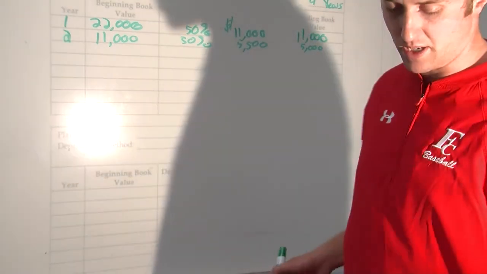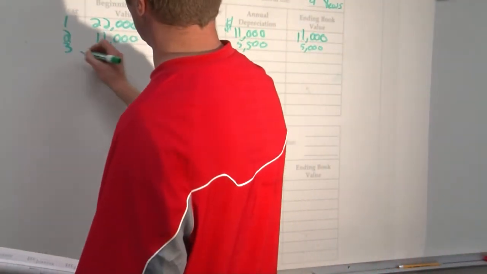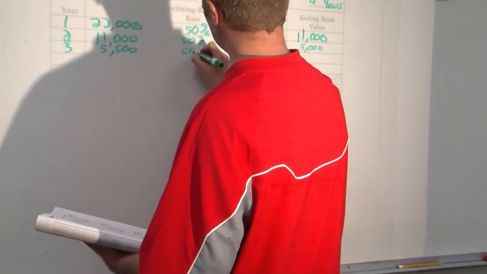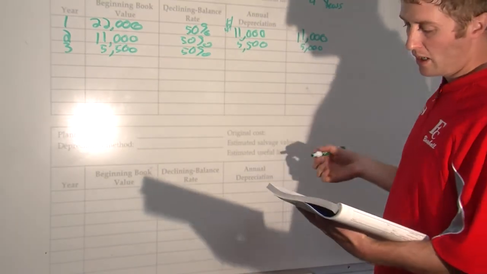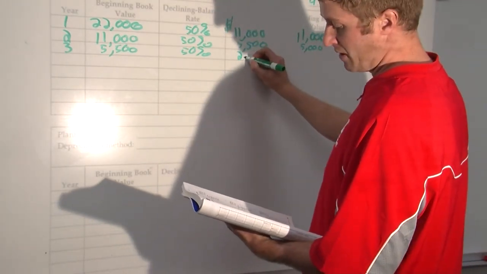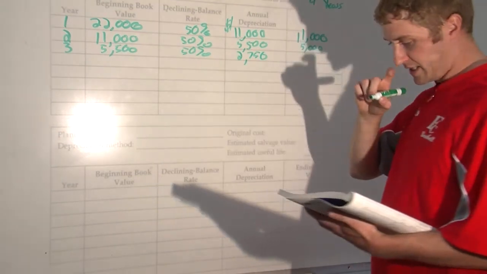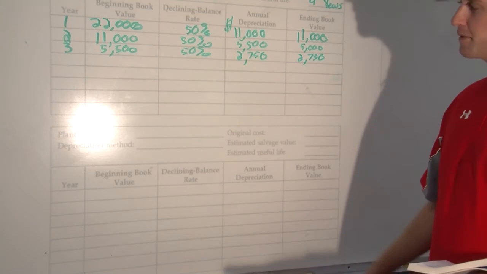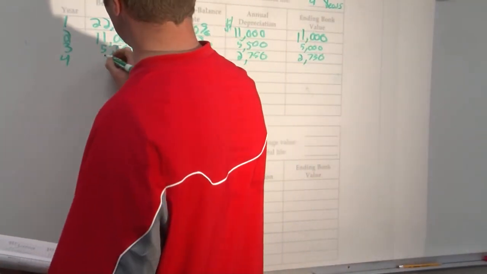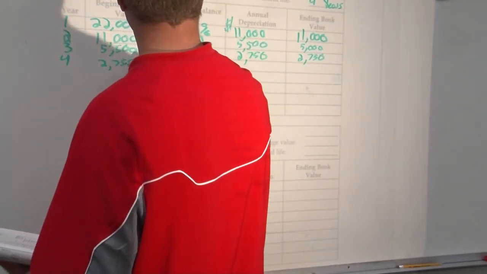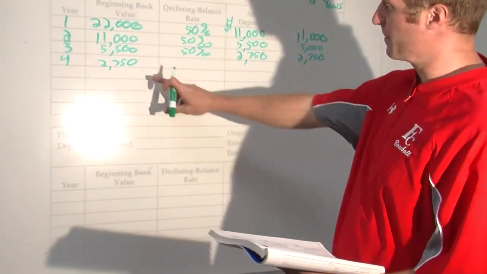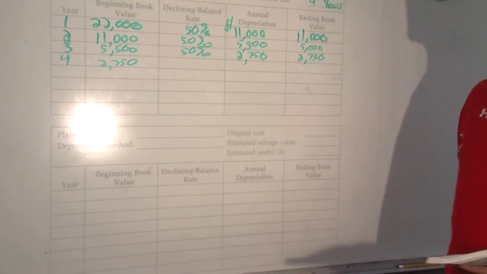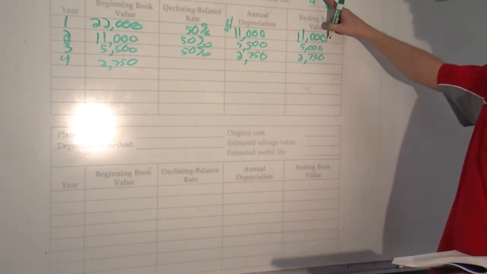You have to be careful towards the end because we're going to run out. A lot of students will want to just keep going. Okay, 5,500 at the beginning. Still 50%. So 2,750. Ending book value is 2,750. This is where it gets confusing because in year 4 you can't just go 50% again. If we did 50%, it would be a lot more. But remember, our estimated salvage value is $2,200. You got to keep that in mind. So we can't go below that.